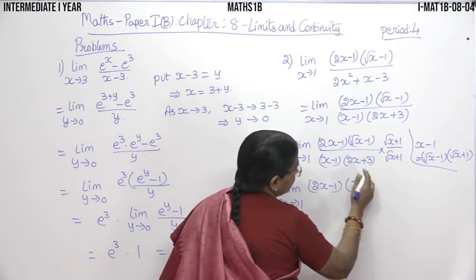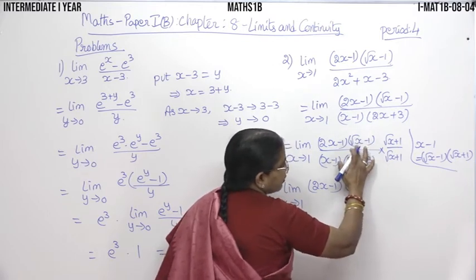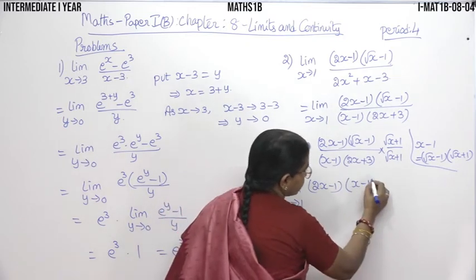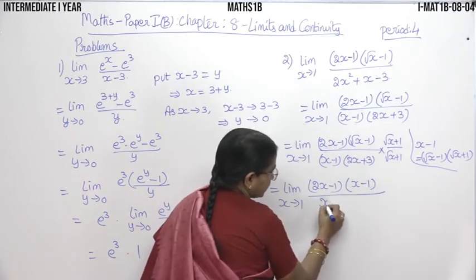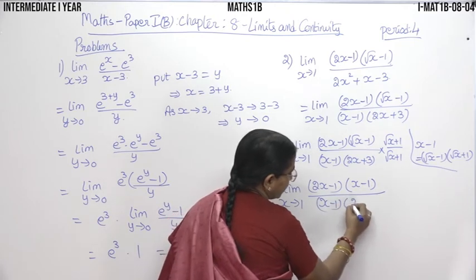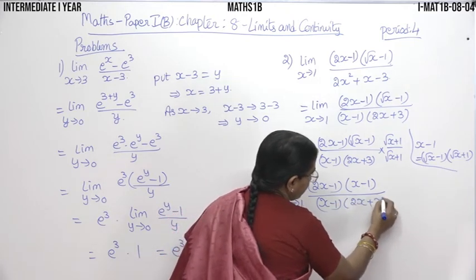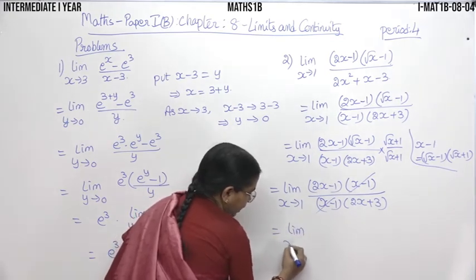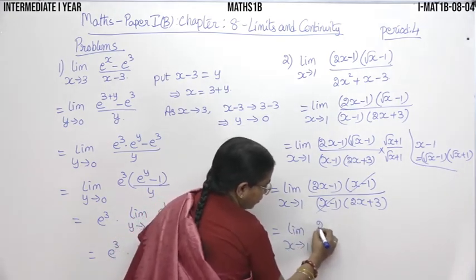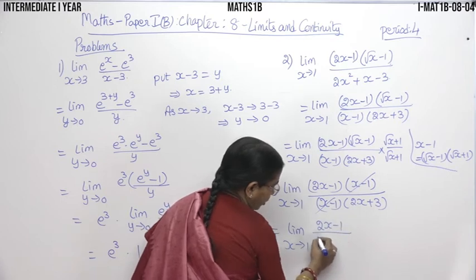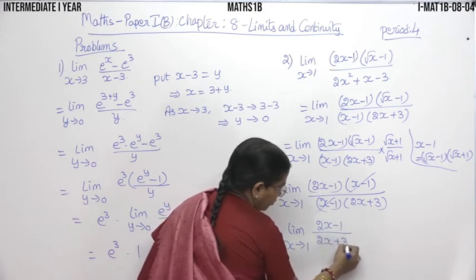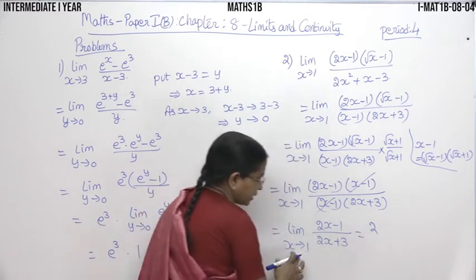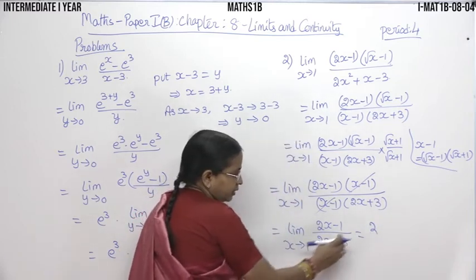So that is root x whole square minus 1, a minus b into a plus b, a square minus b square. So it is x minus 1 by x minus 1 into 2x plus 3. So now this x minus 1 gets cancelled. So it is limit x tending to 1 of 2x minus 1 by 2x plus 3. Now you substitute 1 here. When you are substituting, you should not write this limit here.